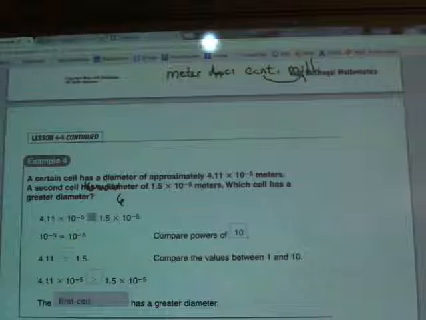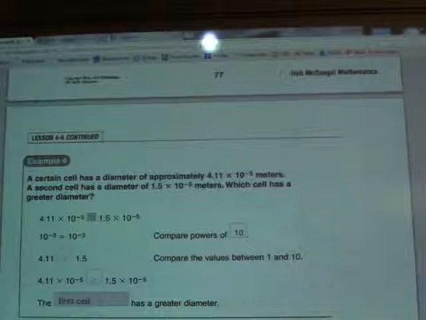All right, let's go ahead and take a look at the next question here. Number 4, a certain cell has a diameter of approximately 4.11 times 10 to the negative 5th meters. A second cell has a diameter of 1.5 times 10 to the negative 5th meters. Which cell has a greater diameter? So this is all about comparing numbers without spending the time of converting these into regular numbers, which is just going to be time consuming.